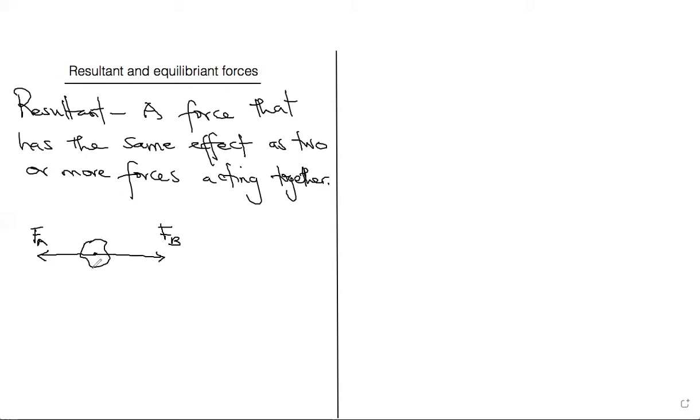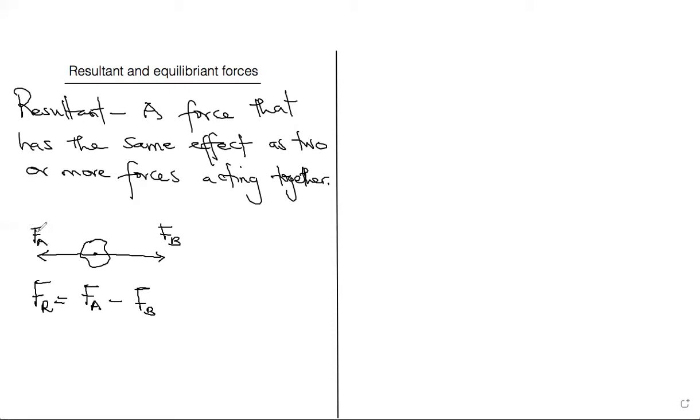So how do I get the resultant? Well, this is a system of collinear forces. They act through a point, but they are on a straight line. So the resultant of these forces you see here is basically Fa minus Fb.